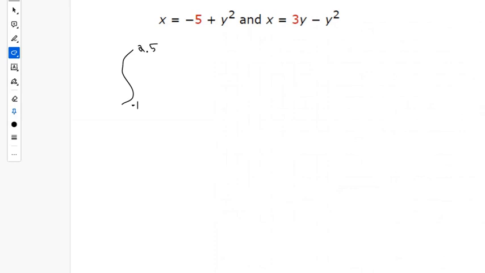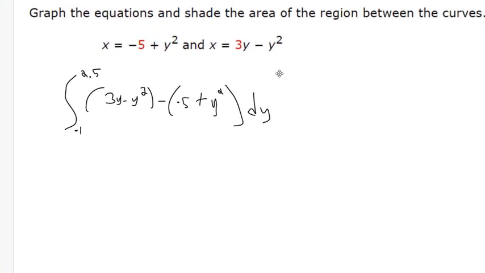So to evaluate the integral, you want to take the integral of 3y minus y squared. And then you want to subtract the lower function, -5 plus y squared, and that's dy. Okay, so I'm without a computer mouse right now, but I'll try to type it out. Going term by term, you could combine these. That might make it easier.